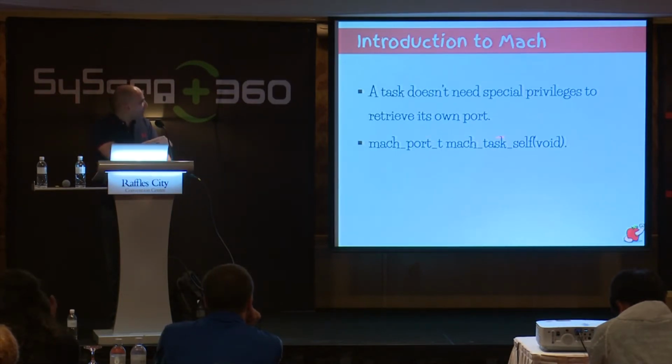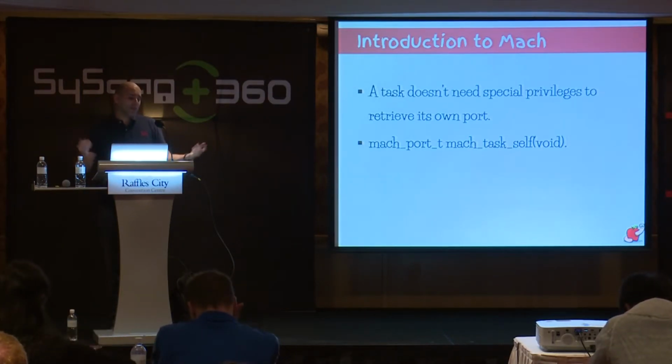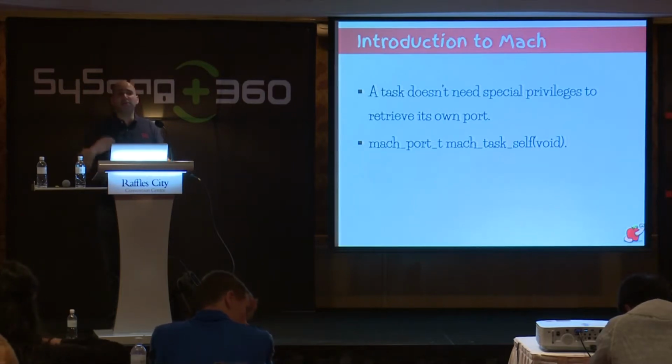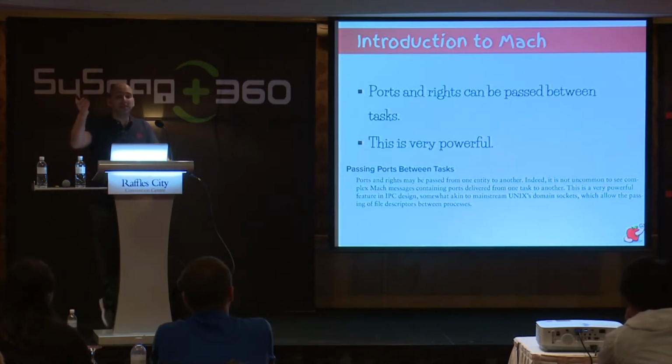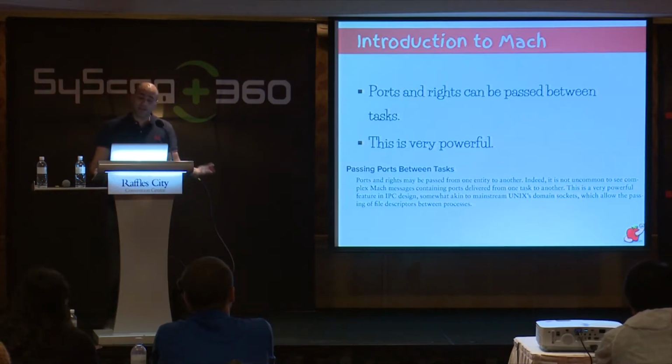Meaning, you have this function, Mach task self, it's self-describing. It asks the Mach system, give the Mach task port to myself. So the application is asking, give me my own port. It doesn't need any security. But this is interesting, because what I told you is that the ports and rights to that port can be passed between tasks with a complex message. So this is a very powerful thing.